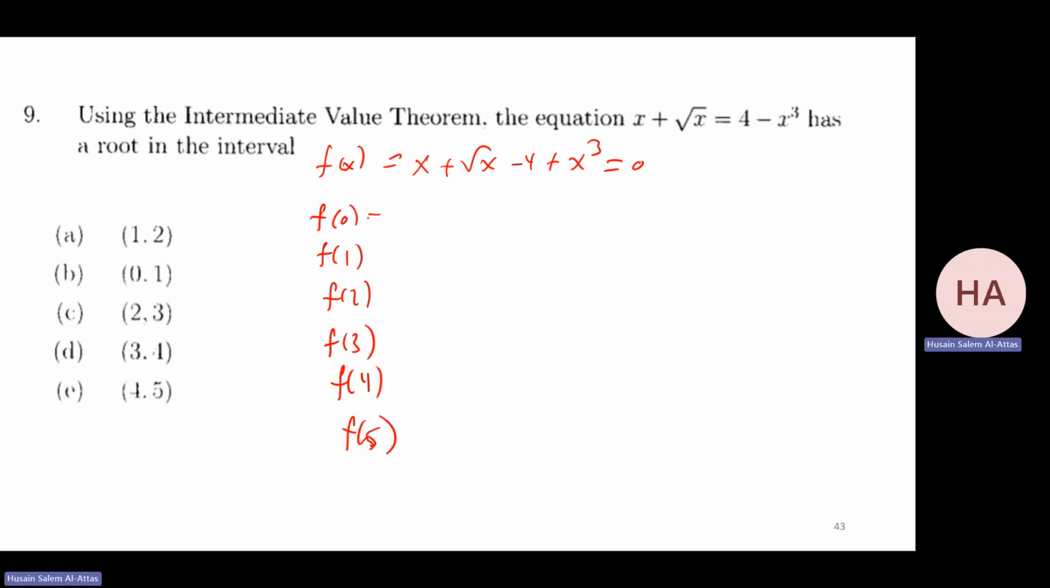f of 0 is 0, 0, minus 4, negative. f of 1, 1, 1, 1, minus 4, still negative. So this is wrong. f of 2, 2, minus 2 plus 8, 10 minus 4, so for sure it will be positive, so this is correct. f of 3, since this will be 27, for sure always positive. So x cubed, 5 cubed, 4 cubed, 3 cubed. So this is wrong.